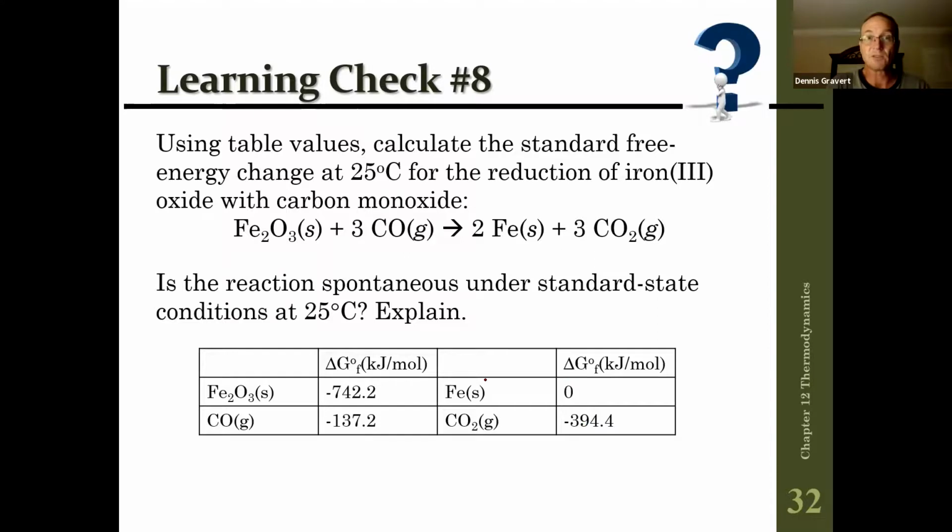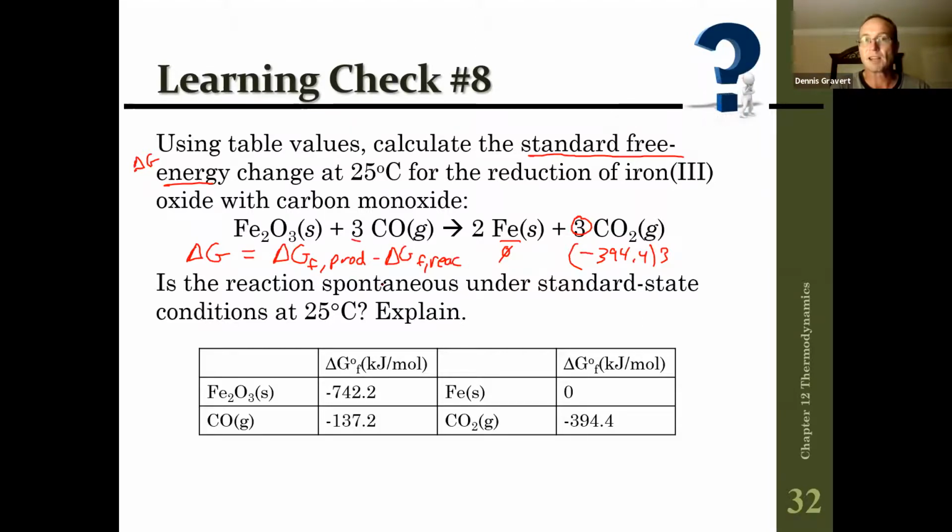You want to calculate the free energy change, that delta G, and you want this equation. So delta G, Hess's law, is going to be the free energy of formation for the products. Which one's the products? Iron. Oh, wait, that's 0, natural state. Carbon dioxide, it's right here. It's a negative 394.4, but there's a 3 here. So remember to multiply it by 3 and subtract that from the reactants. And there's a 3 there.